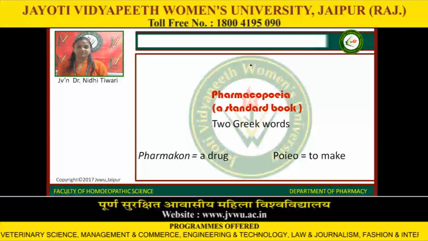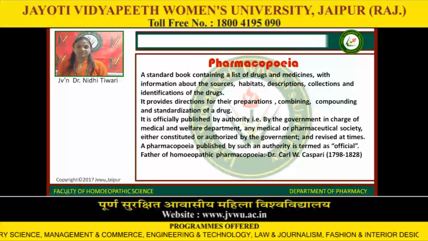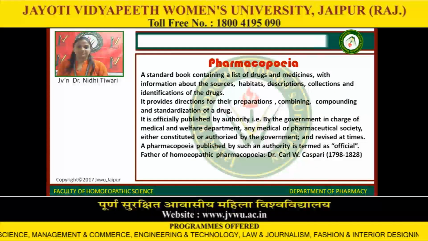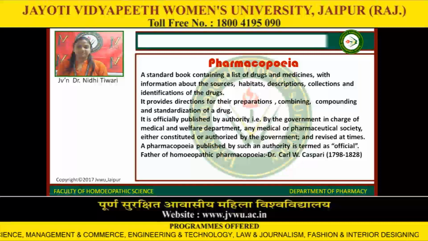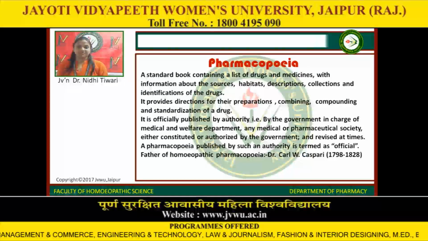Now, what is pharmacopoeia? Pharmacopoeia is a standard book. The word pharmacopoeia is obtained from Greek words, that is pharmakon meaning drug, poio meaning to make. Now, how can we define pharmacopoeia? A standard book containing a list of drugs and medicines with information about the sources, habitats, descriptions, collections and identification of the drugs. It provides directions for their preparation, combining, compounding and standardization of a drug.